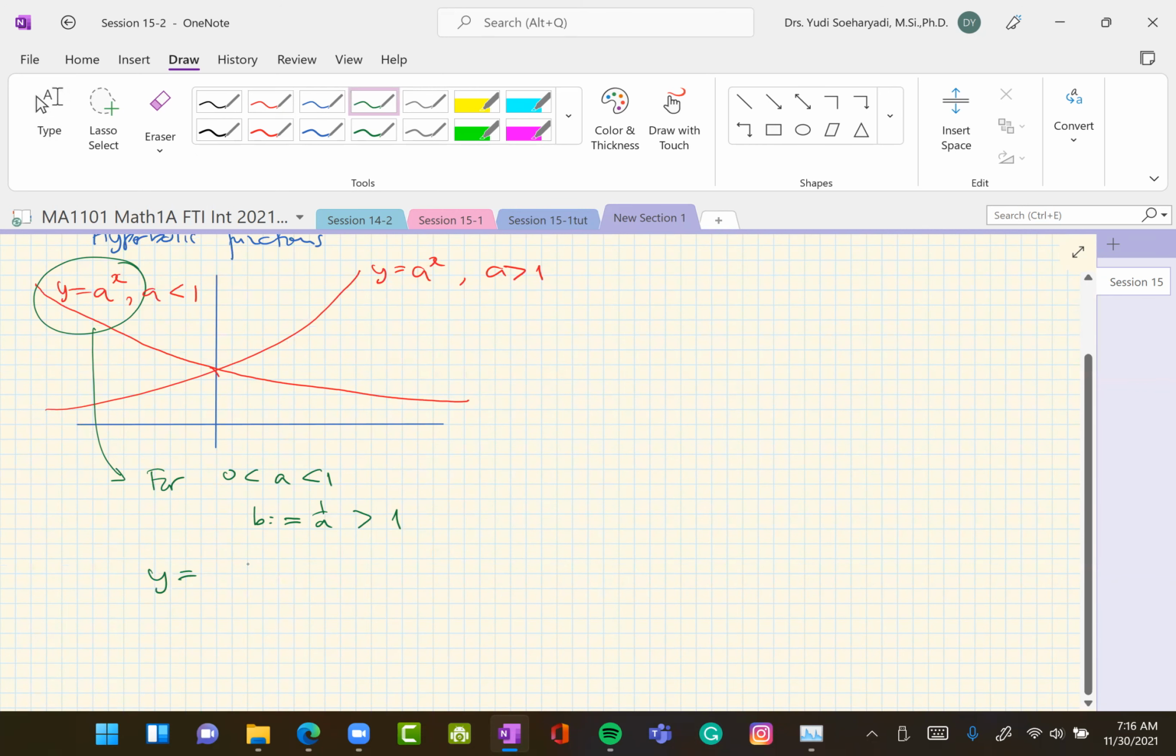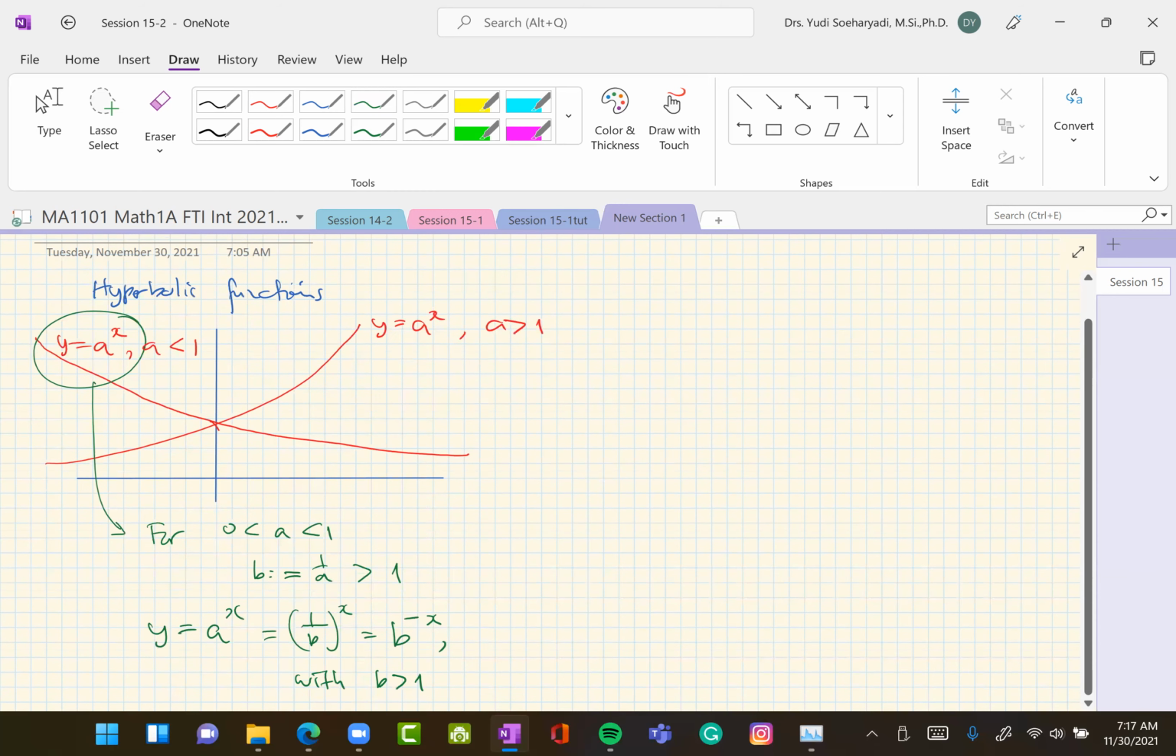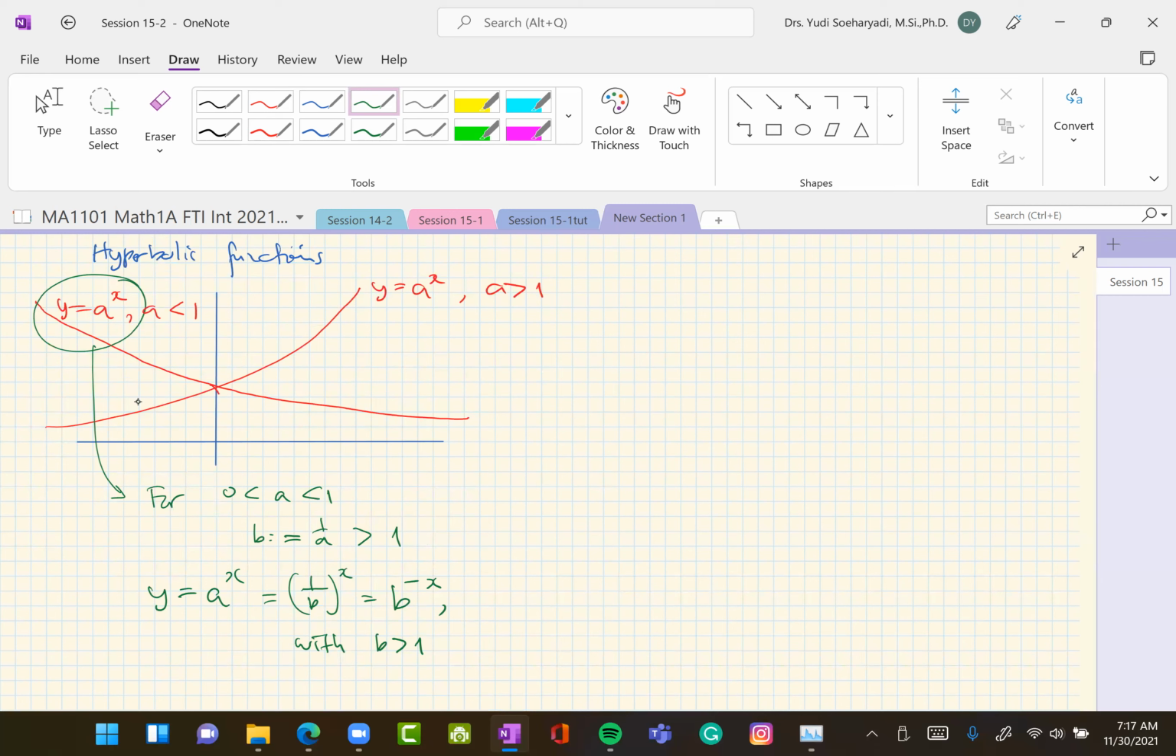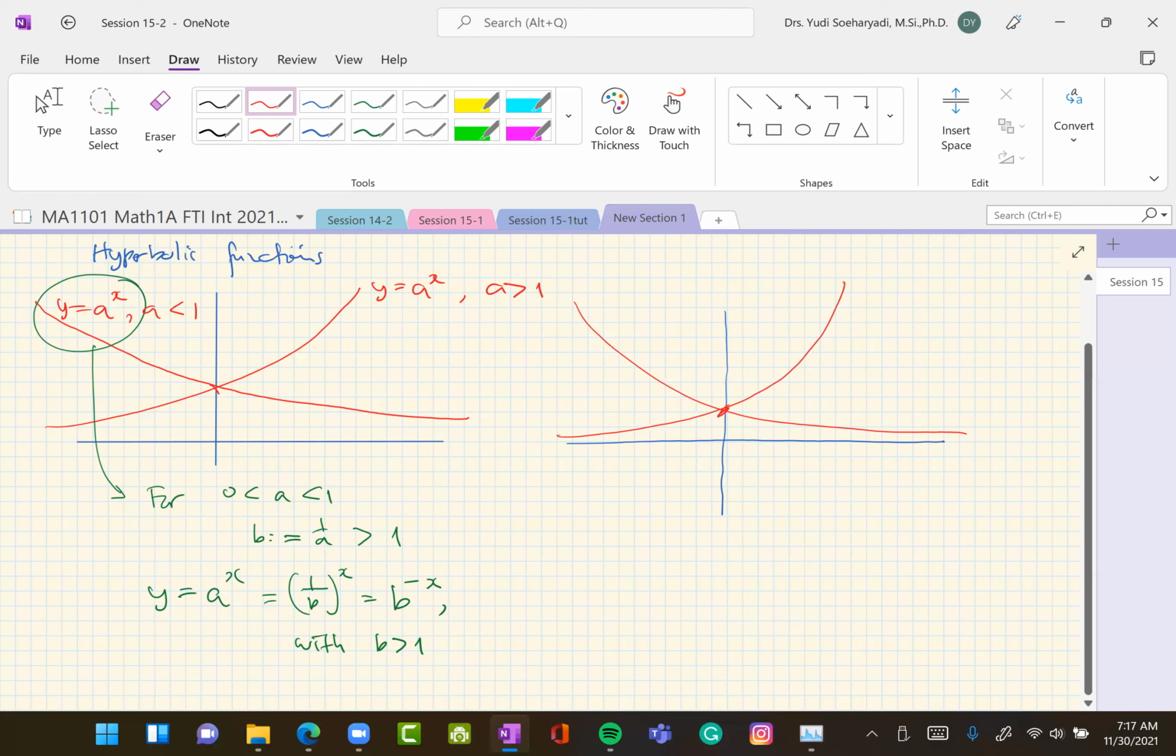So y equals a to the x is actually 1 over b to the x, that is, (1/b)^x with b bigger than 1. So that means you get the negative, that's why we have this picture. Including e to the x, just to recall, e to the x and e to the negative x. So this is one, and you take the average.